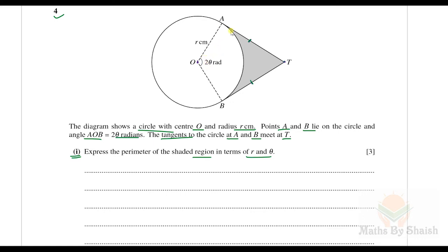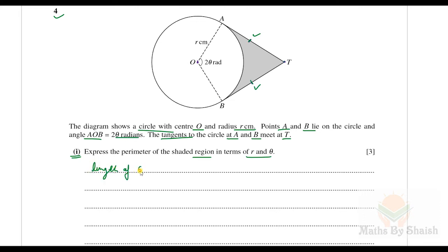So in order to find this perimeter, we'll find this length, which will be of course this length only, and the arc length with the central angle 2 theta. So it is going to be easy to find this arc length. So first of all, we will find the length of arc.